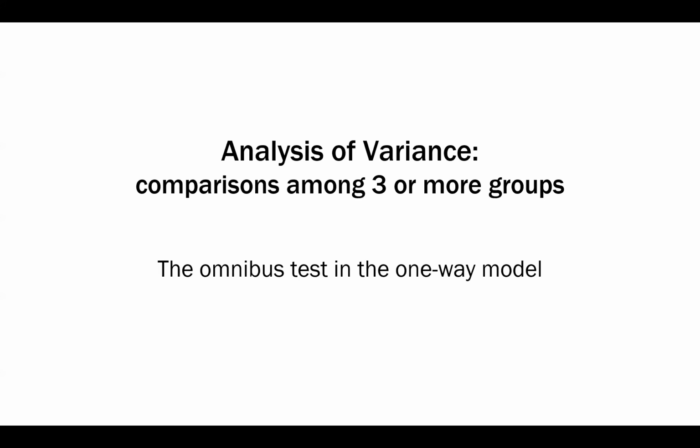This slideshow is going to cover analysis of variance, which is a technique for comparing means when you have three or more groups. And we are going to confine ourselves to what is called the omnibus test in a one-way model. The omnibus means that is the test of a general hypothesis that there are differences among the means somewhere. And the one-way model means that there is only one independent factor.